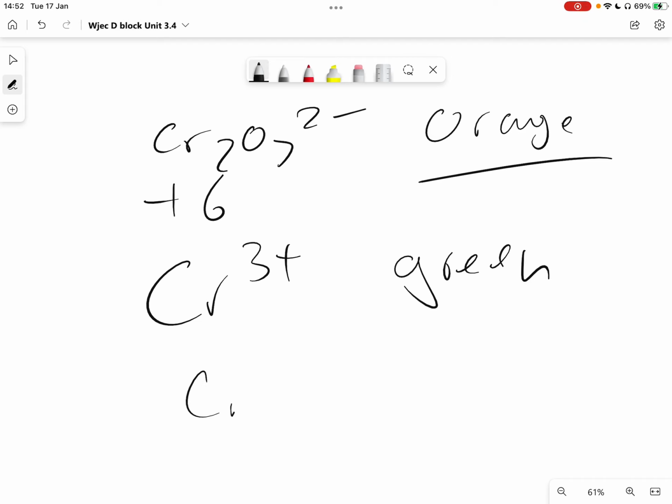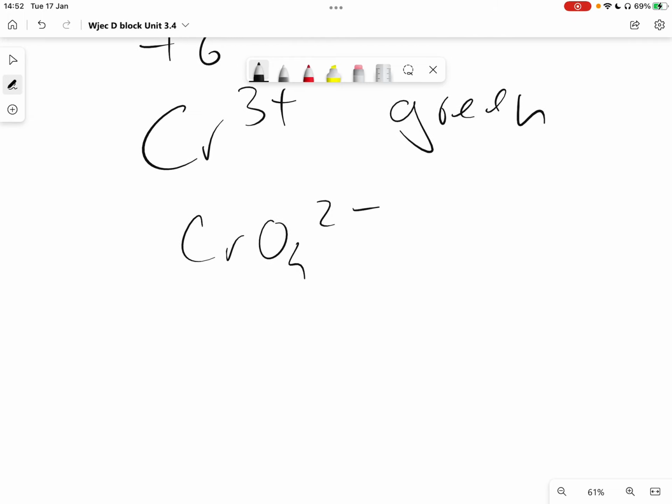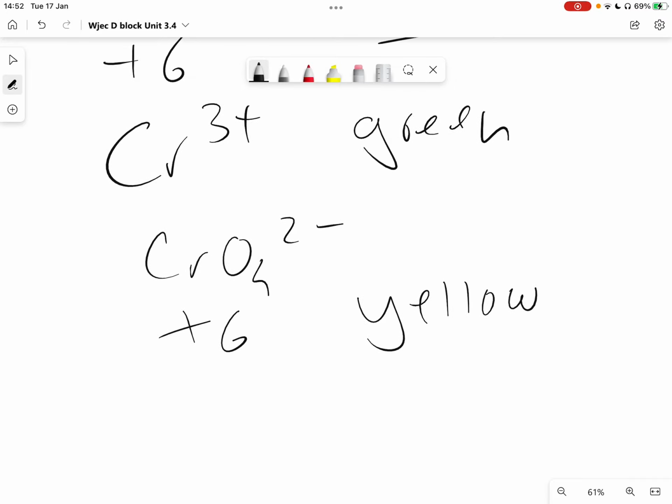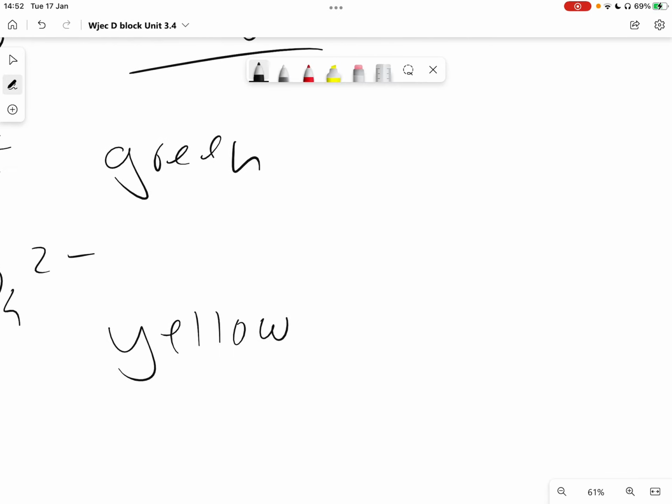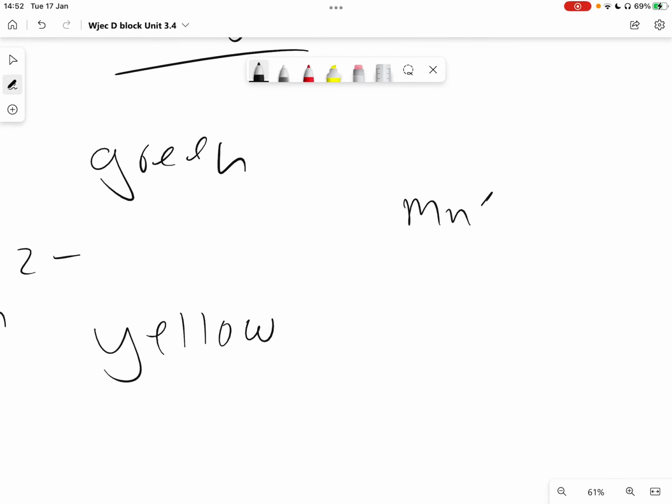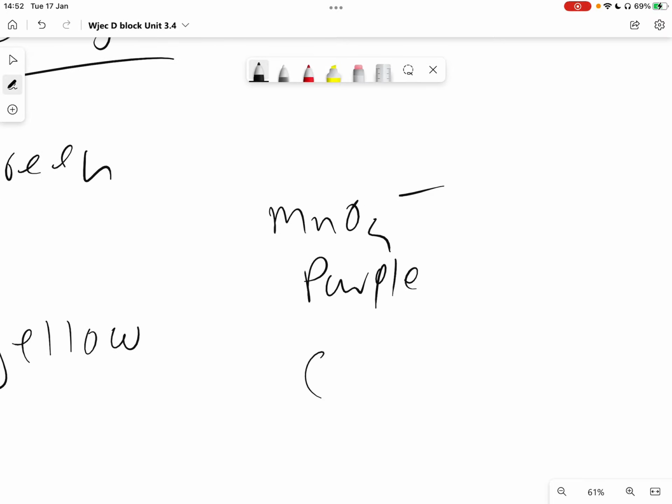Another one you need to know is CrO4 2-. This is when it's in oxidation state +6, and this is yellow in colour. Okay, so now you need to know MnO4-, which I may have mentioned earlier, is purple. You need to know that the cobalt 2+ ion is pink.